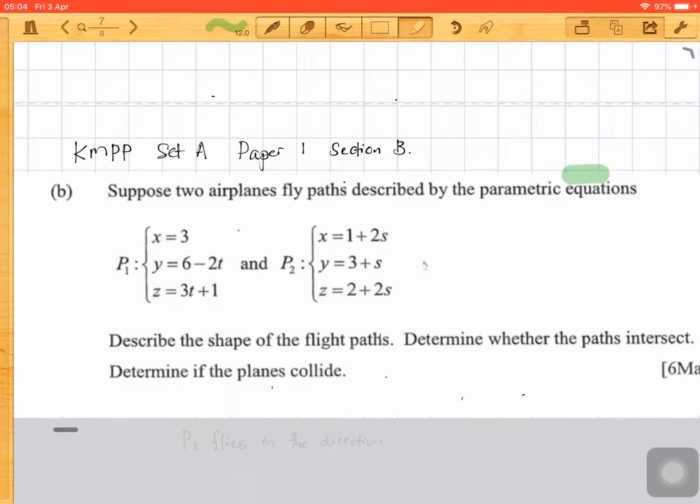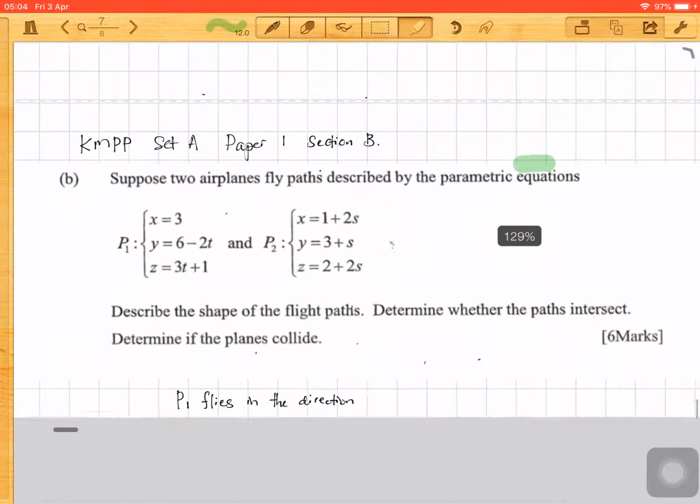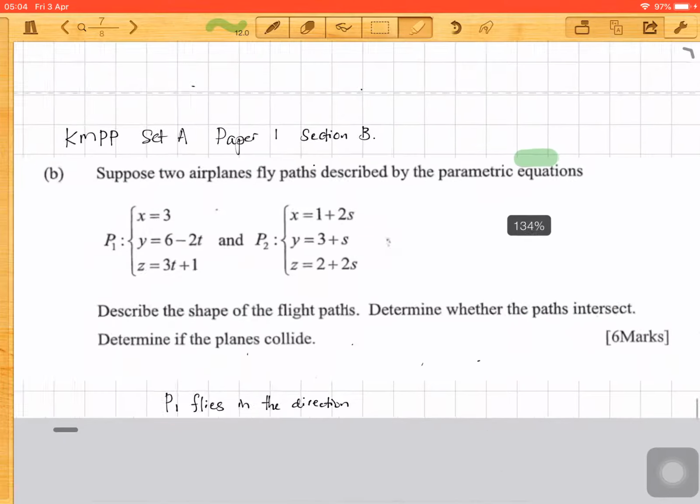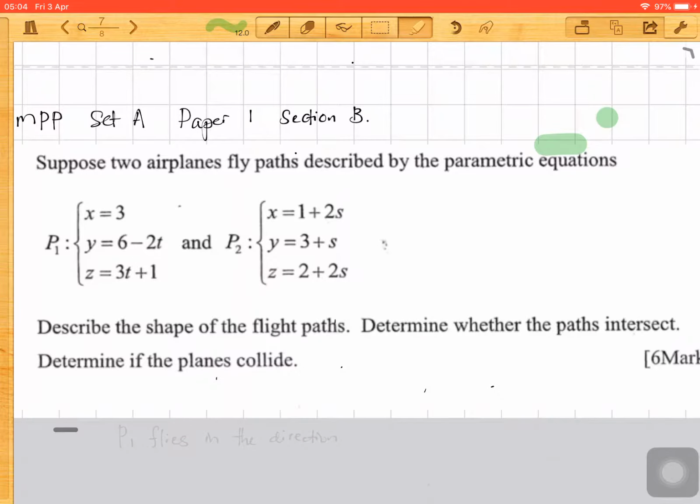Hi, so we're gonna talk about a question on vector. This is from set KMPP set A paper 1 section B. Suppose there are two airplane flight paths described by the parametric equations below, P1 and P2.